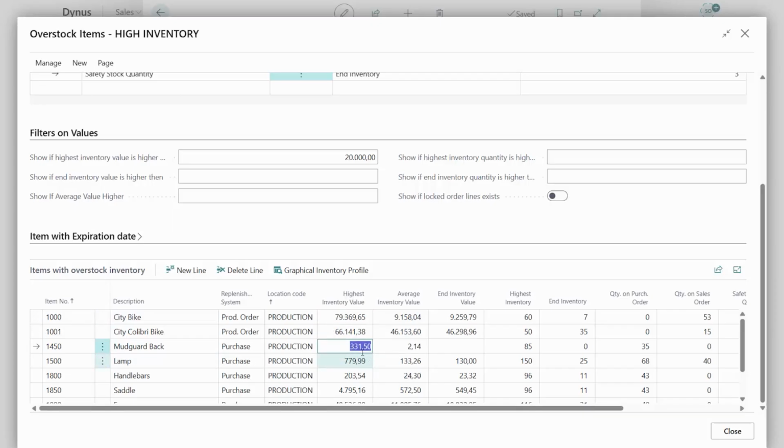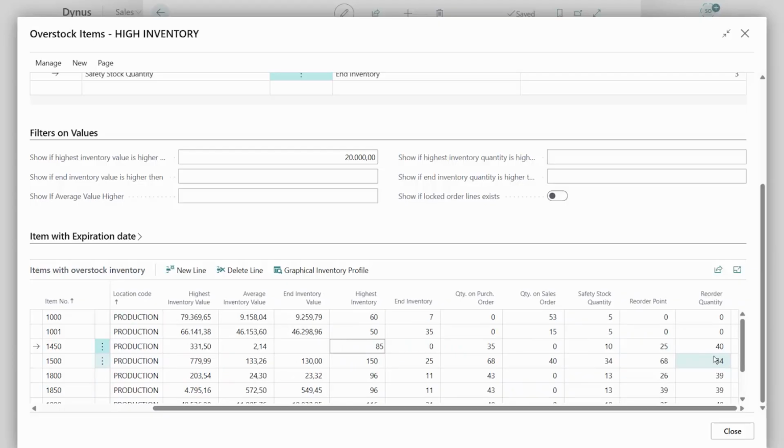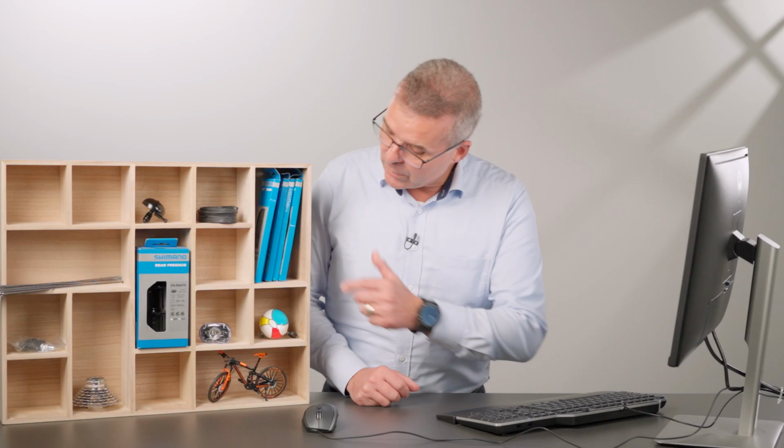My mudguard bag has an inventory value of only 331. It's not very much, but the highest inventory is 85, and my reorder quantity out here is 40 on this line. In this way, I can predict also in the future, with all my supply orders and demand orders, what my inventory is going to look like. So this is a tool to figure out, should I cancel some of my incoming supply if it's possible, or should I sell out some of this stuff?